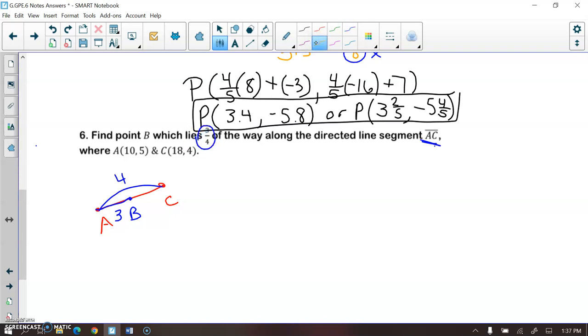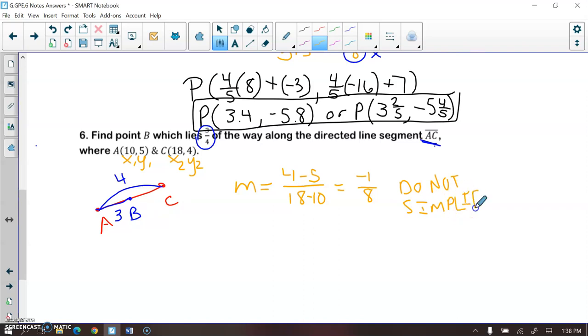All right, so my starting point was point A, so I'm going to label that x1, y1. So C would be x2, y2. So doing the slope formula perfectly, y2 minus y1 all over x2 minus x1, I wind up with a -1/8 as my slope, and I do not simplify. Okay, so now the run is my denominator, which represents the change in x. My rise is my numerator, which represents the change in y.